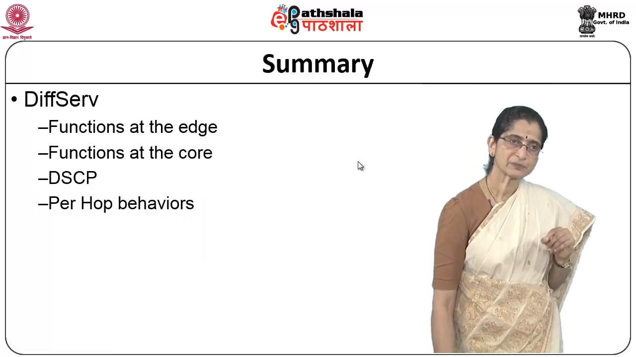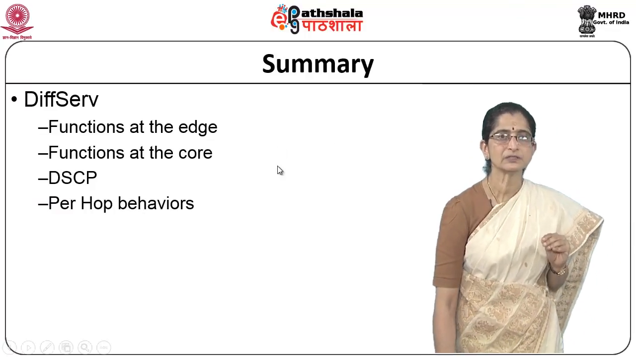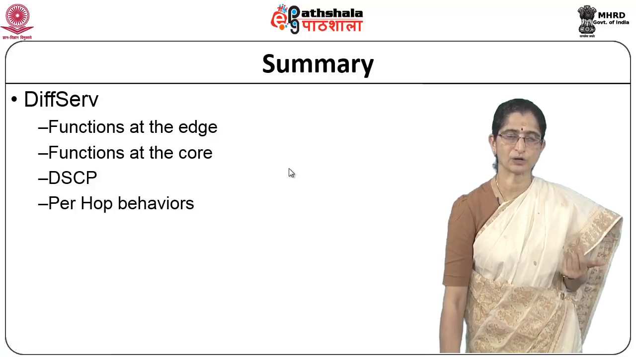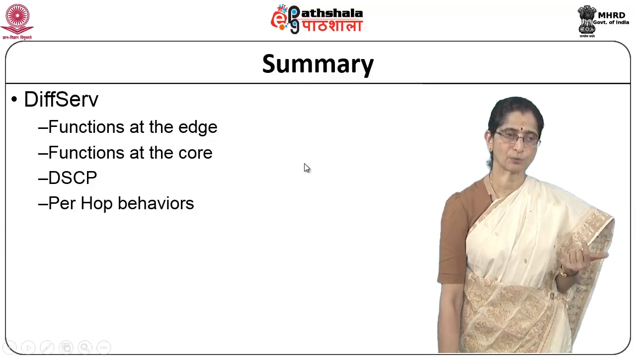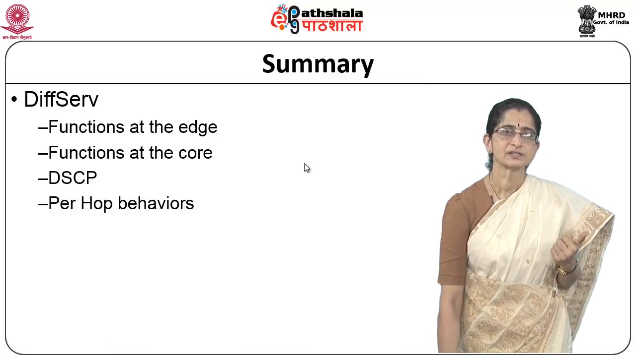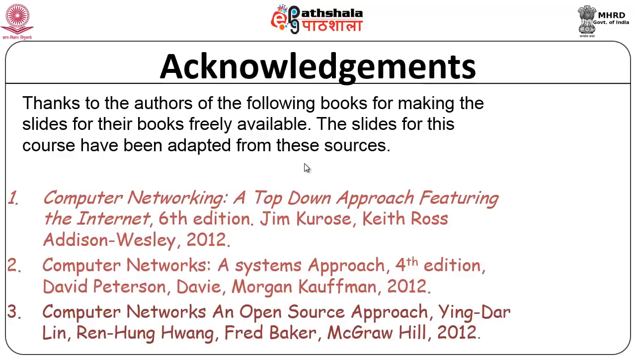To summarize, with respect to DiffServ we have looked at the functions that happen at the edge router and the functions that happen at the core router. We talked about DiffServ code points, we talked about per hop behaviors and how these are implemented. So that is a summary of the DiffServ mechanism.